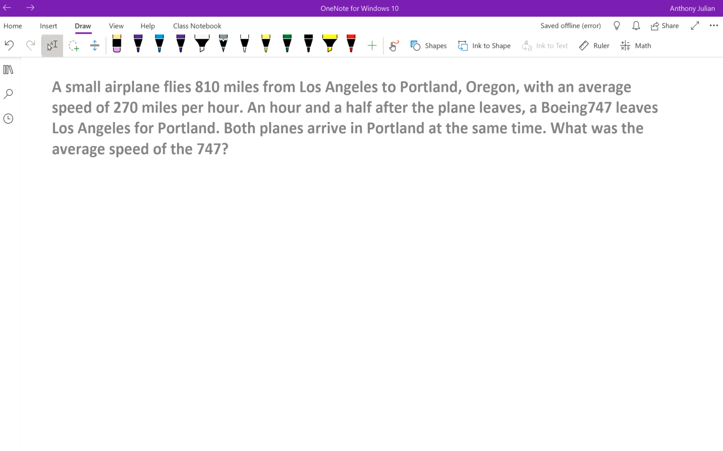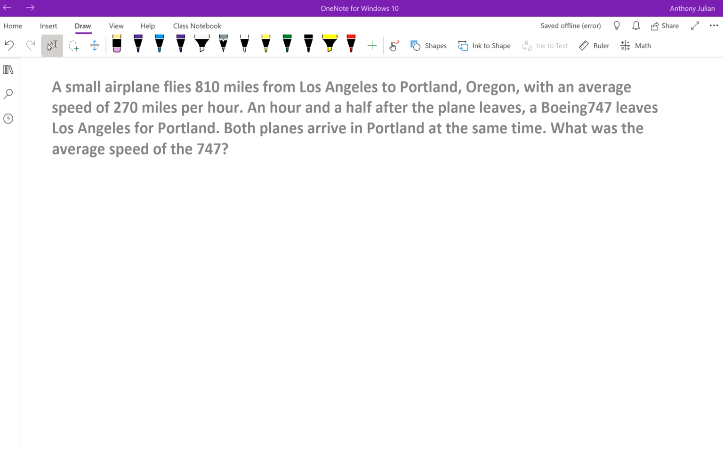Here we go. A small airplane flies 810 miles from Los Angeles to Portland, Oregon, with an average speed of 270 miles per hour. An hour and a half after the plane leaves, a Boeing 747 leaves Los Angeles for Portland. Both planes arrive in Portland at the same time. What was the average speed of the 747?